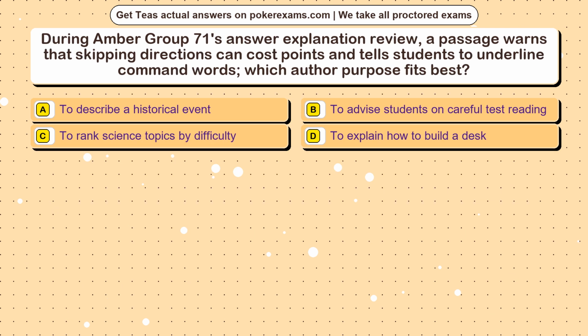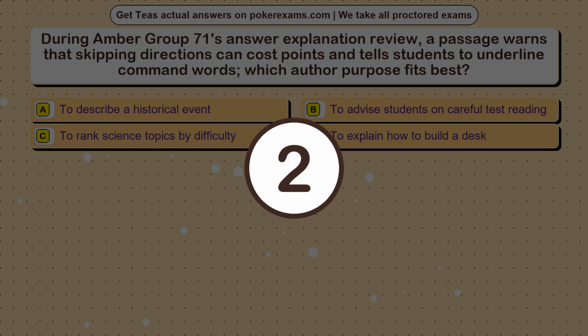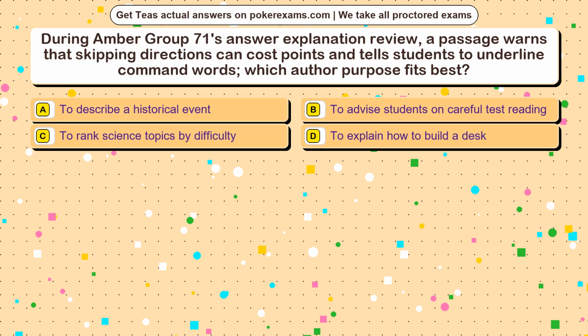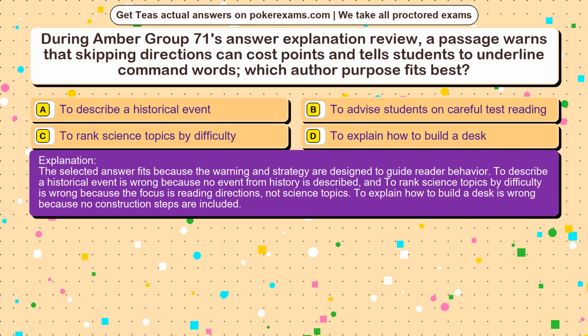Question 3. During Amber Group 71's answer explanation review, a passage warns that skipping directions can cost points and tells students to underline command words. Which author purpose fits best? Option A. To describe a historical event. Option B. To advise students on careful test reading. Option C. To rank science topics by difficulty. Option D. To explain how to build a desk. The correct answer is option. The selected answer fits because the warning and strategy are designed to guide reader behavior.